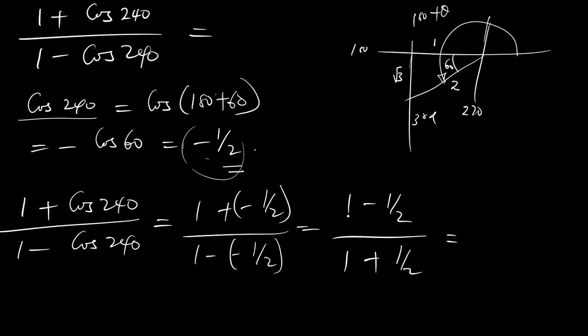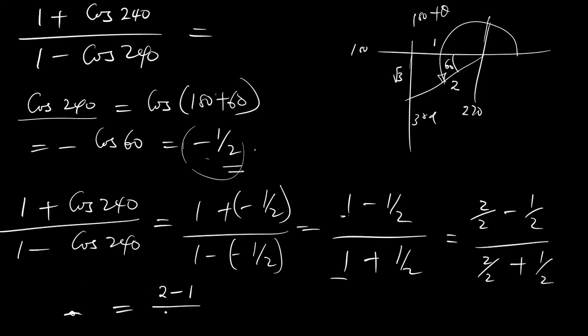So this one is the same thing as 2 all over 2 minus 1 all over 2, divided by 2 all over 2 plus 1 all over 2. What I'm doing here is just trying to make the denominators the same. So if the denominators are the same, you add the numerators. So now for the top we have 2 minus 1 all over 2.